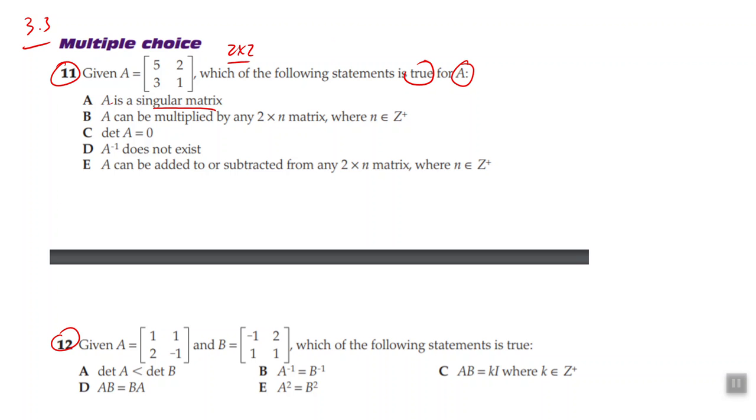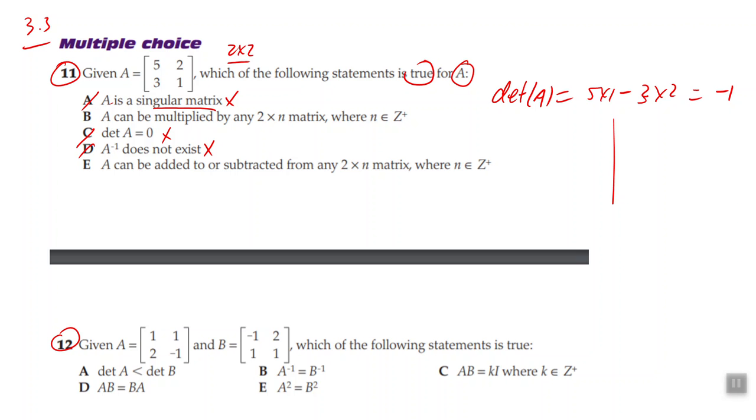We determine whether something has an inverse by finding the determinant. So the determinant of A equals 5 times 1 minus 3 times 2, which equals -1, so it does have an inverse, so that's not true. So determinant A does not equal 0, and inverse does exist, so we can strike out A, C, and D.